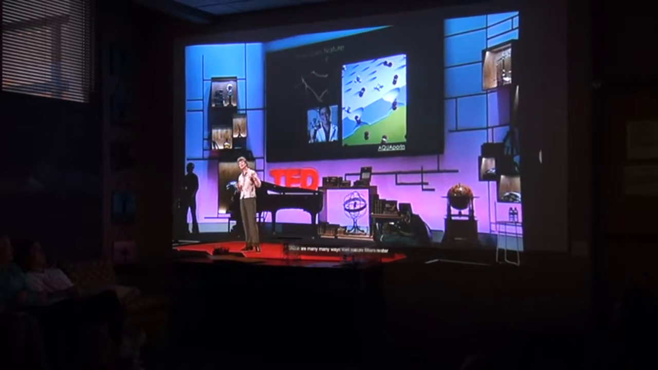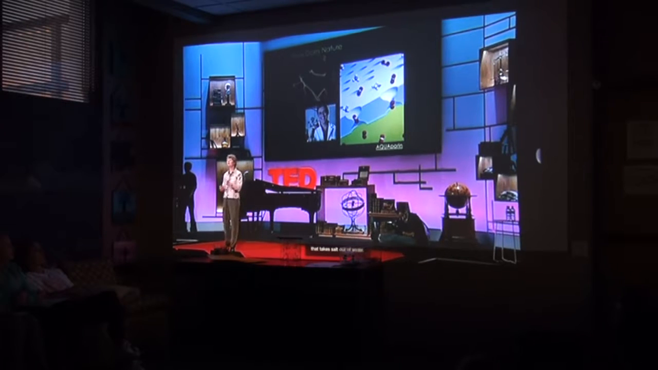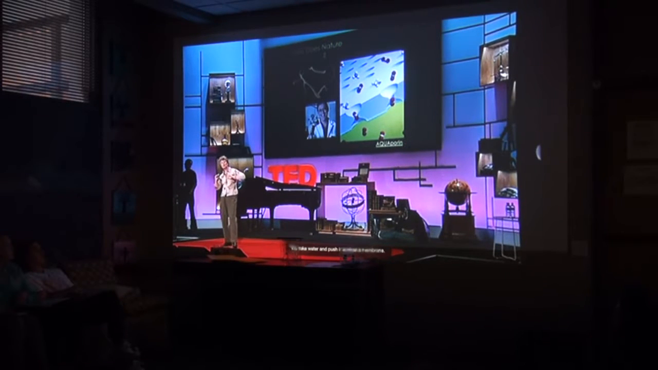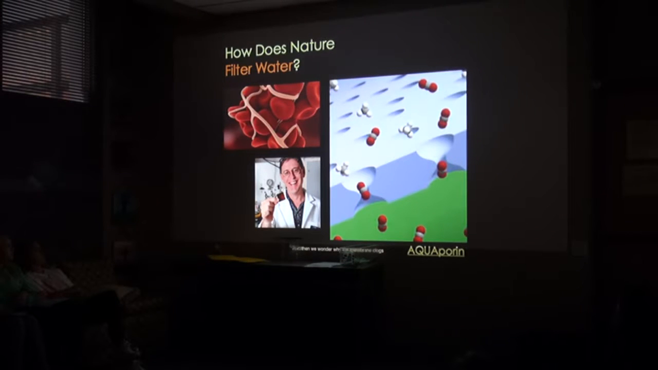There are many ways that nature filters water, that takes salt out of water. We take water and we push it against a membrane, and then we wonder why the membrane clogs and why it takes so much electricity. Nature does something much more elegant, and it's in every cell. Every red blood cell of your body right now has these hourglass-shaped pores called aquaporins.